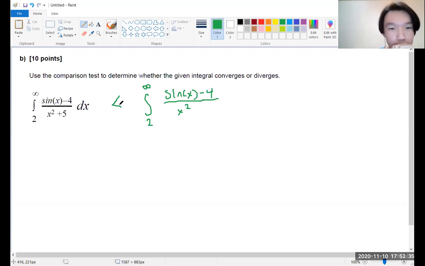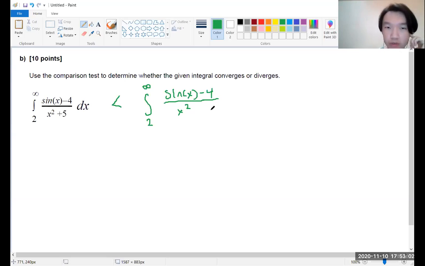So the original integral has a plus 5 in the denominator, which means it has the bigger denominator, and bigger denominator does mean it's smaller overall. So yeah, this is less than. Okay, but sine of x minus 4 over x squared, we still don't know whether that converges or diverges. So we have to keep going. We have to keep comparing to something else.